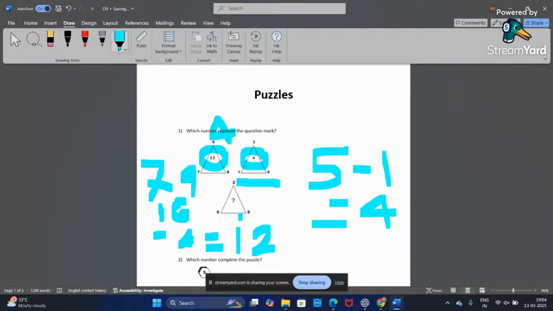Okay, then what will be the answer? 6 plus 5, it is 11. Then we need to subtract with 2. So what is the question mark here? What is the value of that? It is 9. For the first one, the answer is 9.